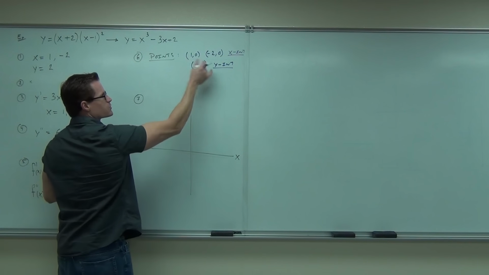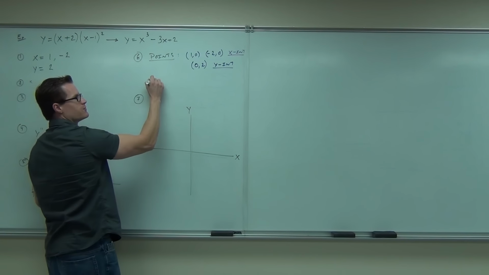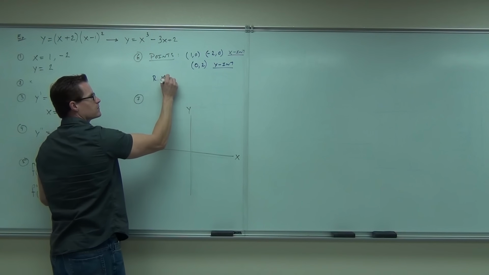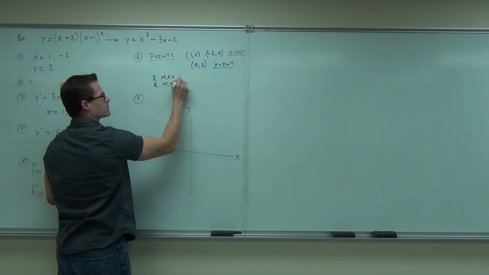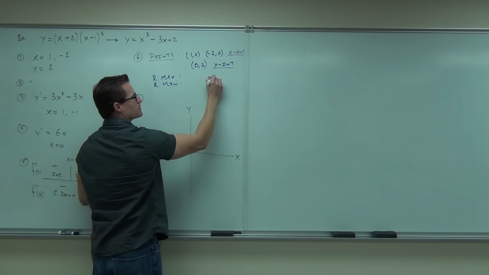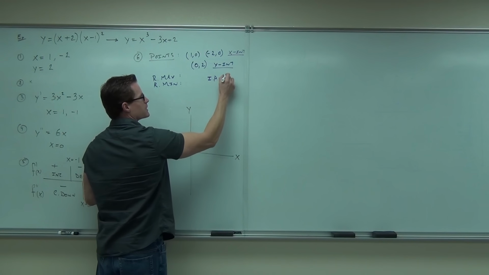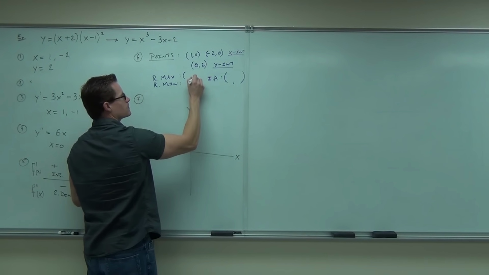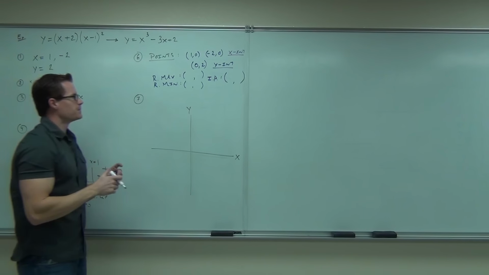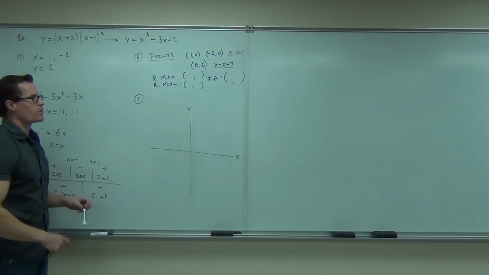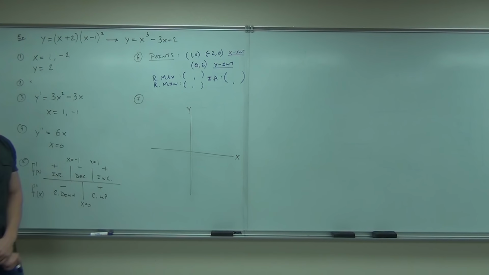We did that last time. Now, those were x-intercepts and y-intercepts. We also have a relative max, a relative min, and we're going to have an inflection point, just one in this case. Can you please tell me what's the x-coordinate for my relative max? Negative 1 would be the x-coordinate for my relative max. You follow?